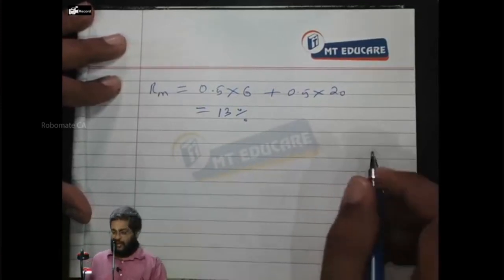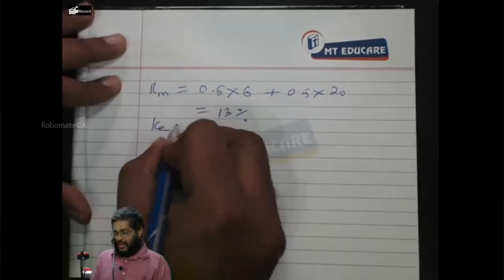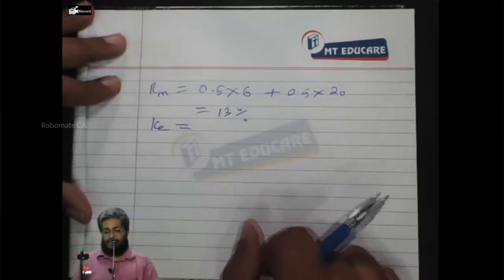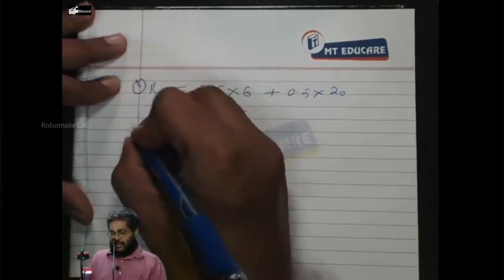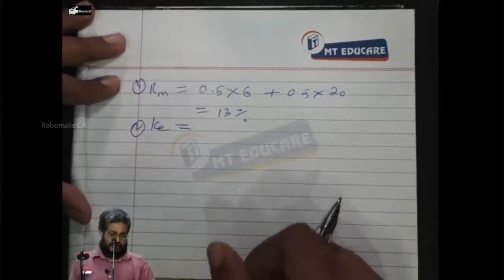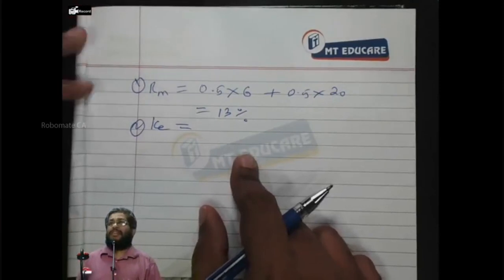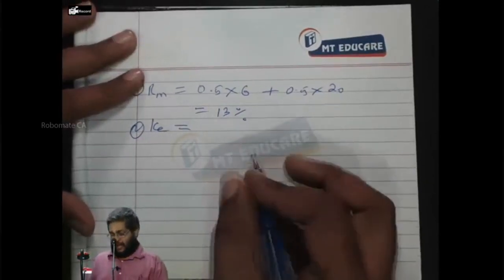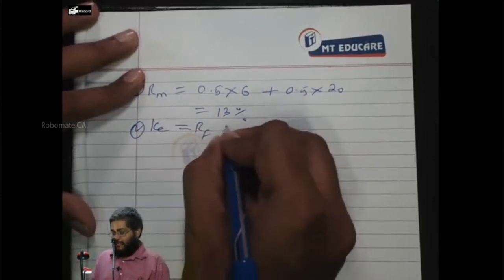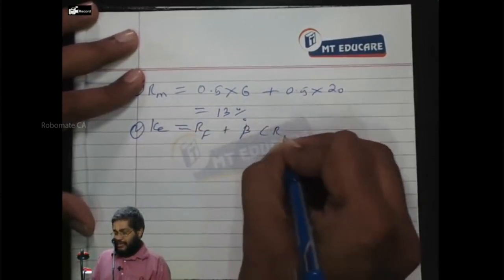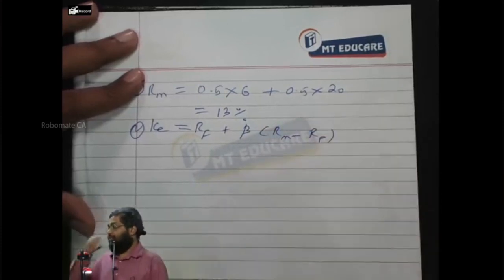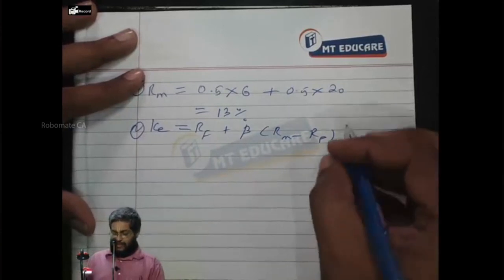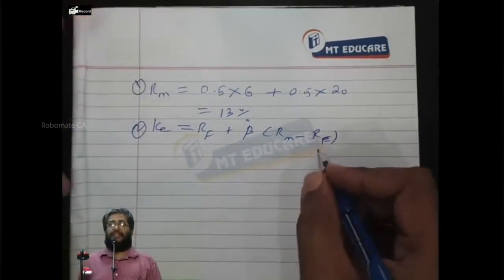Respond yes or no? Write the formula. Next, step 2. This is step 1. Write down step 2, SML return. Underline that. Formula: Ke is equal to what? Rf plus beta into Rm minus Rf. Can I proceed or not?